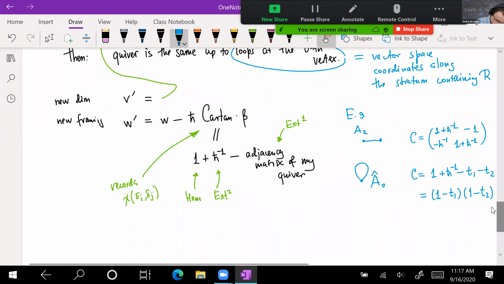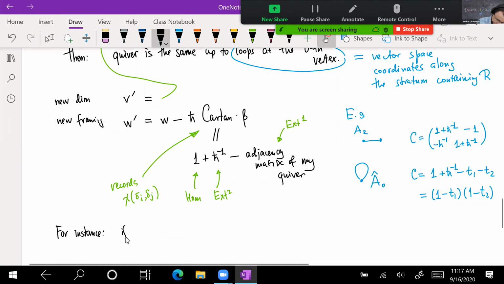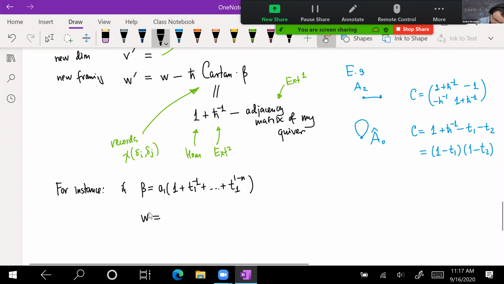For instance, if I compute for this quiver, if beta is as before, so that it has A1 times 1 plus T1 inverse plus T1 to the 1 minus n, then the new framing would be, you'll see there will be some cancellation, and so this would be A1 T2 inverse plus T1 to the minus n.